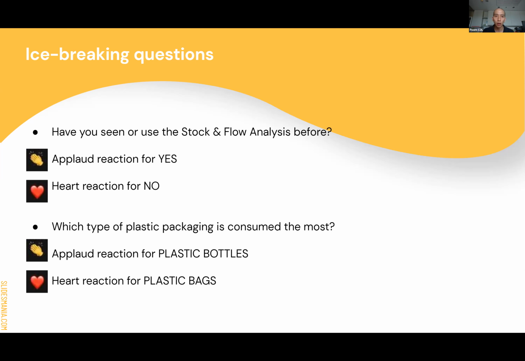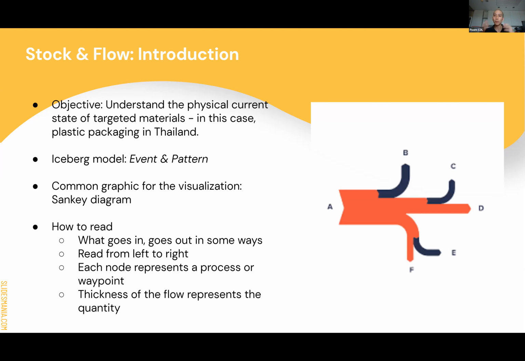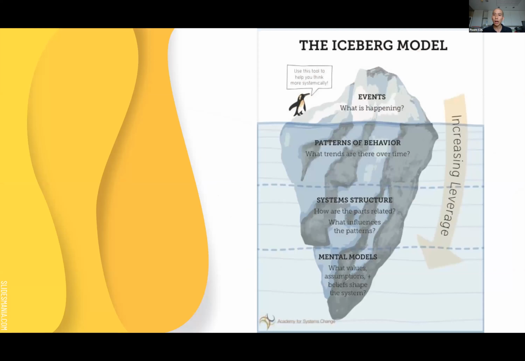I'll just go back to the stock and flow analysis first, and give you a brief introduction to this tool. The objective of this tool is to let you understand the physical current state of the targeted material we're trying to study, which in this case is plastic packaging in Thailand. If you relate it back to the iceberg model, the stock and flow analysis focuses only on the physical aspect, and certain patterns of it, where you look at things from the systemic perspective at the events and patterns of behavior. So this is where the stock and flow analysis dives in.